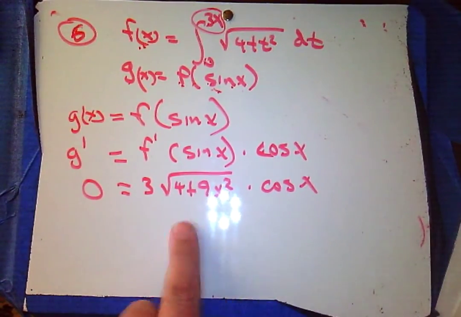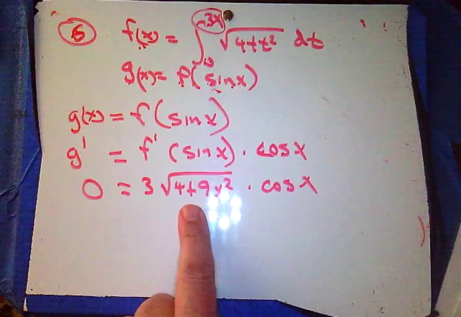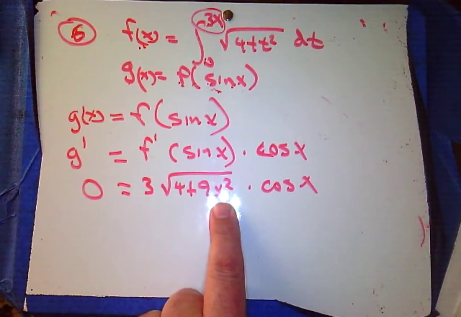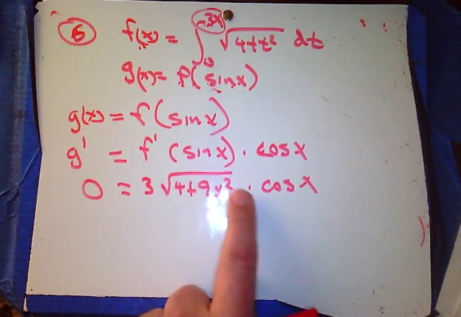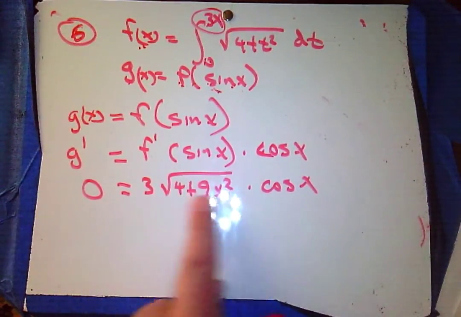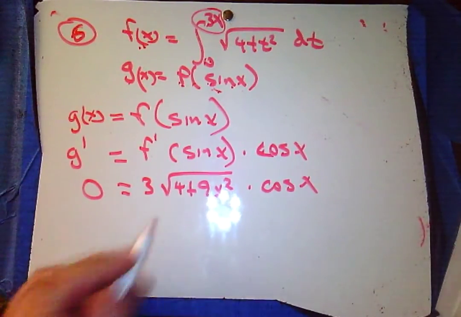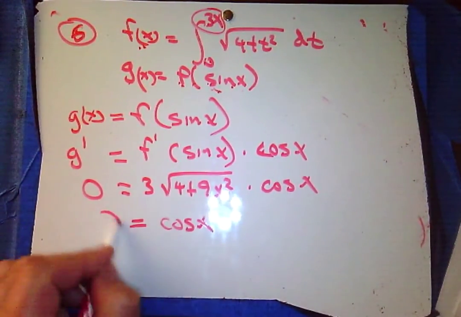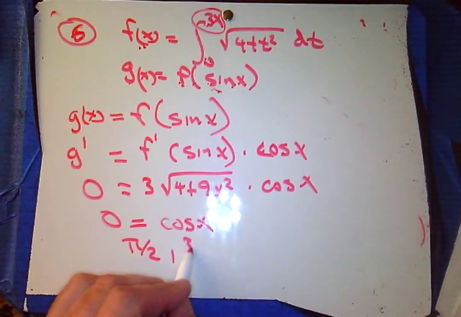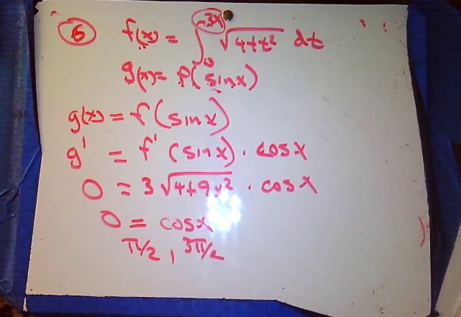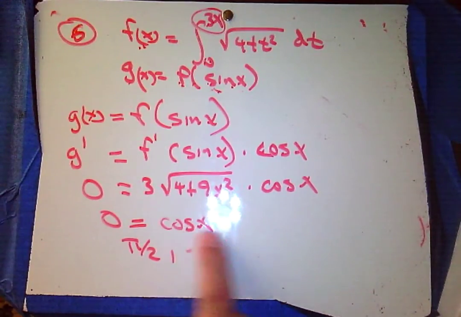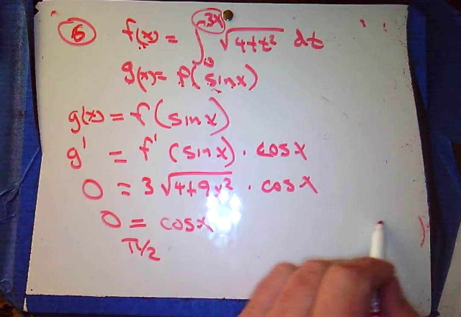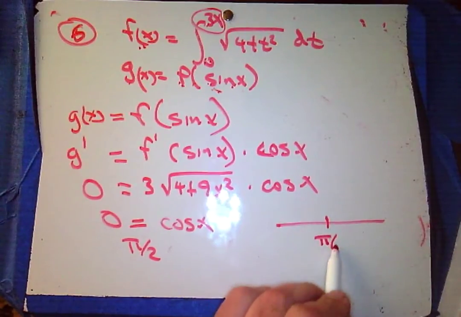Well, this equals 0 never, right? Because this is always going to be positive, even if I put a negative here. And if I put a 0 here, this is always positive. So this will never be equal to 0. So I just have to worry about cosine being equal to 0. And that happens at pi over 2 and 3 pi over 2. Okay, so I have some critical values. On 0 to pi, 3 pi over 2 is bigger than pi, so I can discard that. So I've got one critical value, pi over 2.